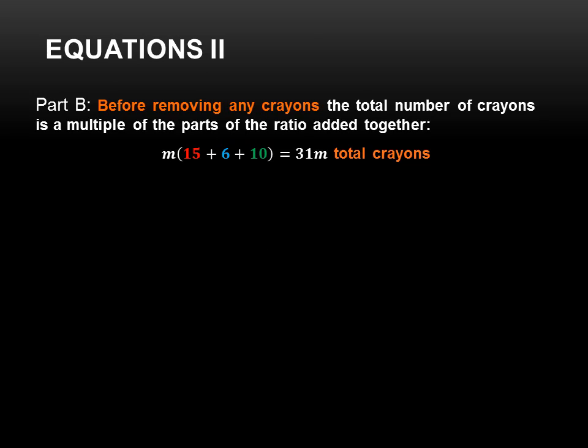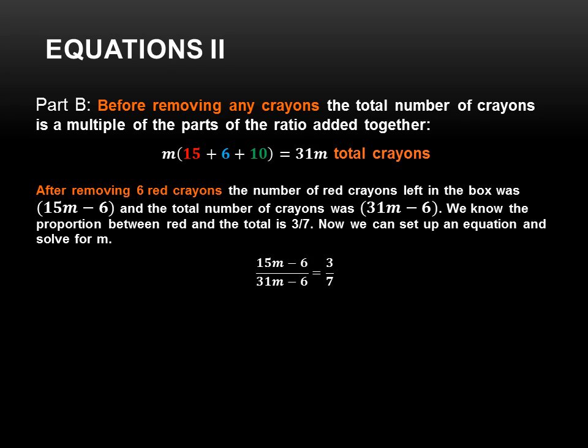The equations for part B are: first, before removing any crayons, we know the total number of crayons is a multiple of the parts of the ratio added together, where m represents the unknown multiple. Next, after removing 6 red crayons, the number of red crayons left in the box was 15 times m minus 6, and the total number of crayons was 31 times m minus 6. We also know the proportion between red and the total is 3/7.